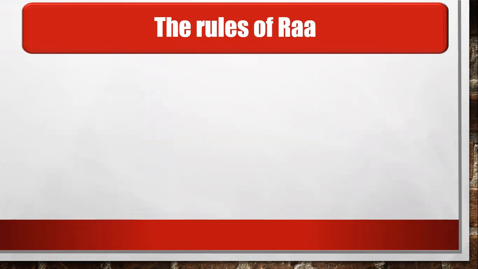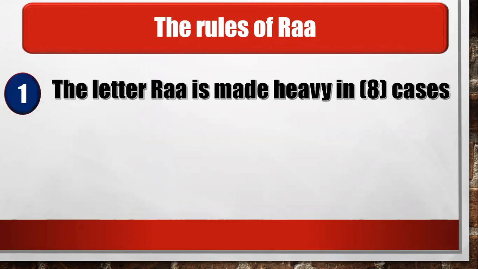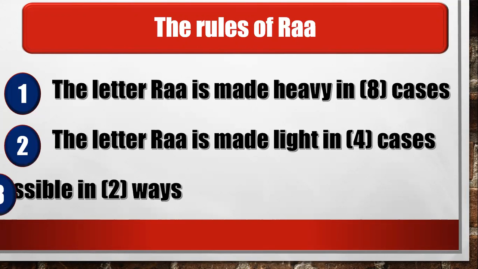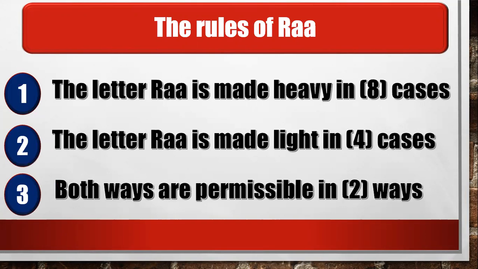The rules of Ra. The letter Ra is made heavy in 8 cases. The letter Ra is made light in 4 cases. Both ways are permissible in 2 ways. What is your opinion? It is good.